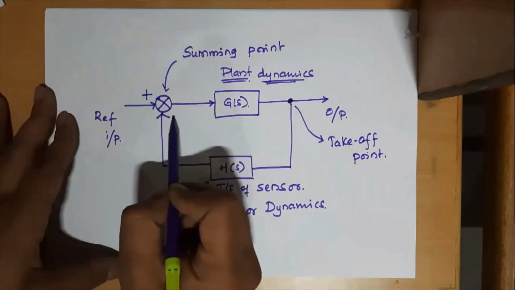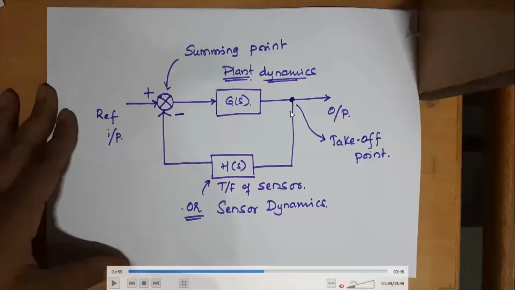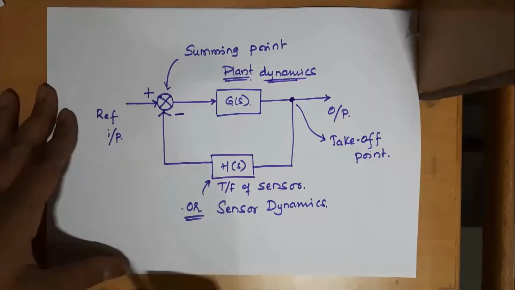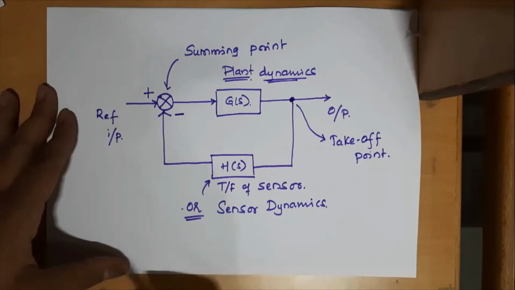So a summing point will have signals coming and joining towards it. And accordingly, the sign of the signal is marked. So here I am marking plus for the reference input and minus for the feedback. Okay, negative for the feedback signal, I can say. So this signal coming out from here is passed through this sensor block and the direction is as shown. Okay, and then we can call this signal getting subtracted from the reference input the feedback signal. Fine.